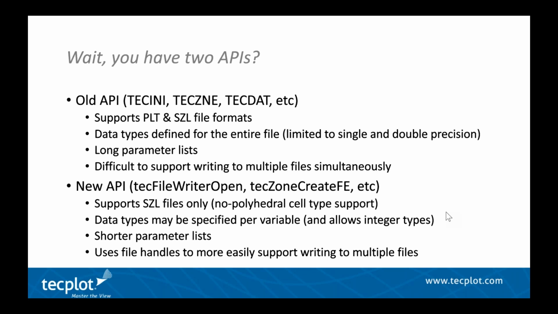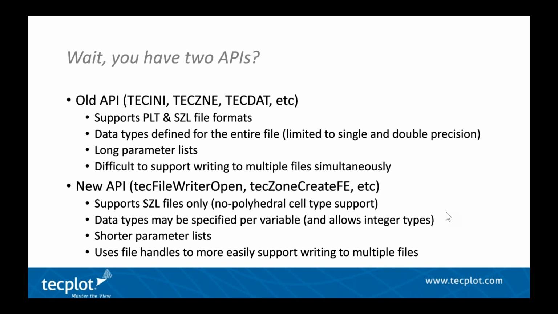So TecINI is your function that will open and initialize a file. TecZNE is going to add a Tecplot zone to the data file. And then TecDAT is going to add the variable data for each one of those zones to the file, etc. So this old API, you're going to want to use this if you need to support PLT and SZL, or just PLT in general.